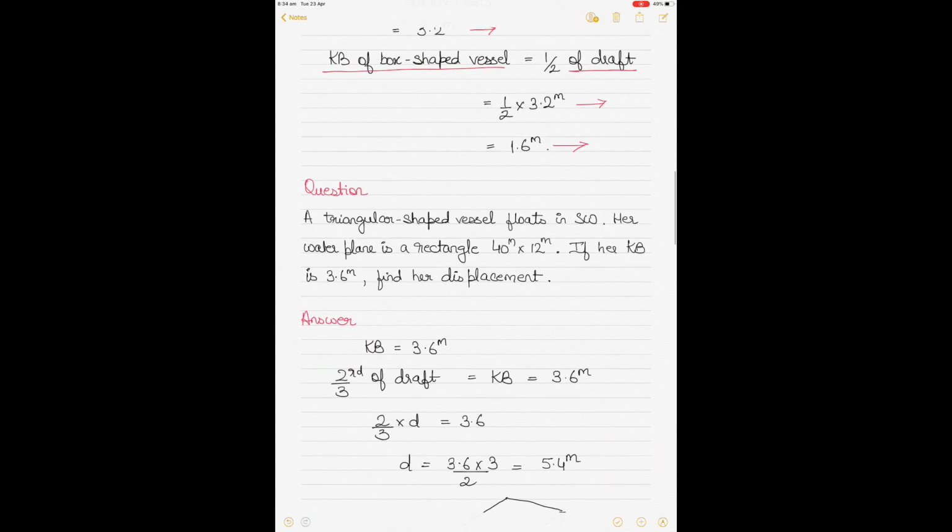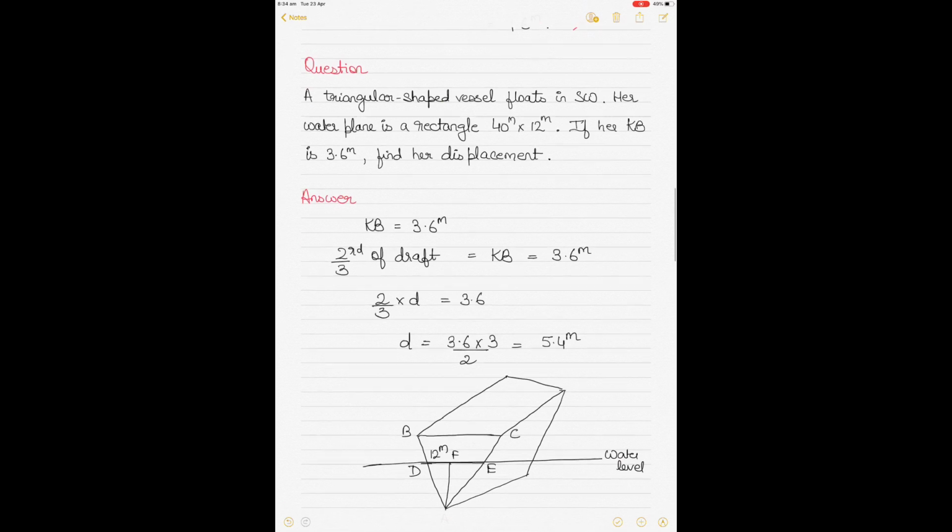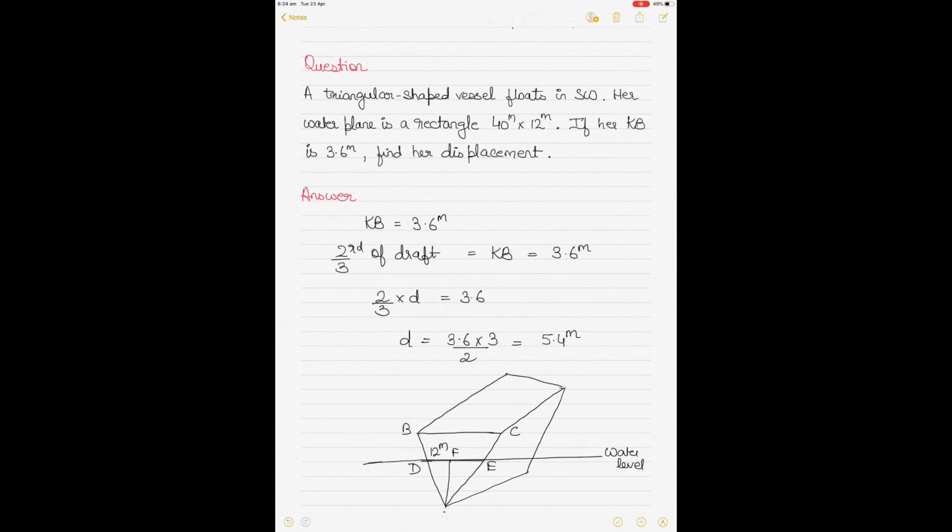Let's move on to the second question. The second question says, this time it's a triangular shaped vessel. What I have tried to do in this video is take different examples so that you learn how to handle different examples, and that's why this time I have taken a triangular shaped vessel which is floating in seawater again. So seawater density is 1.025.